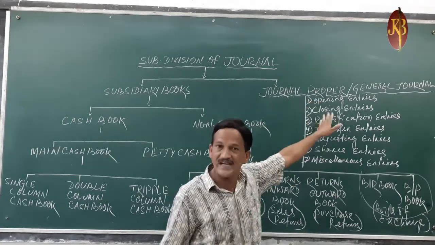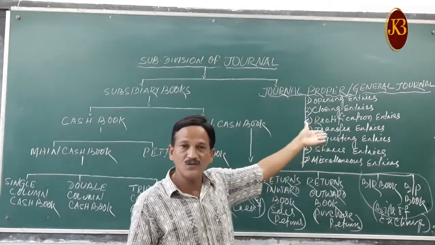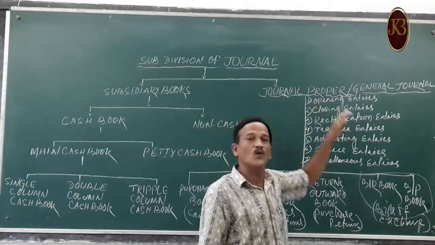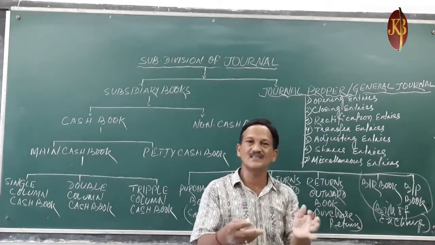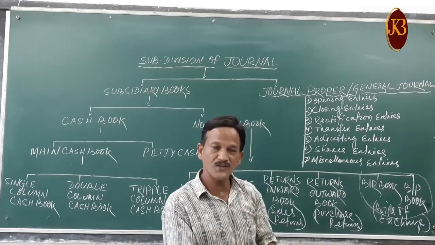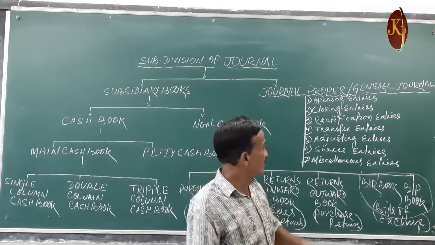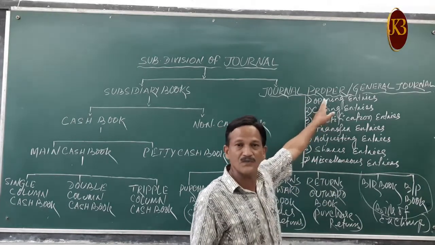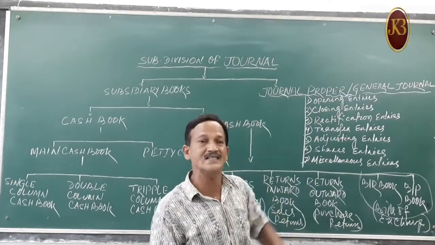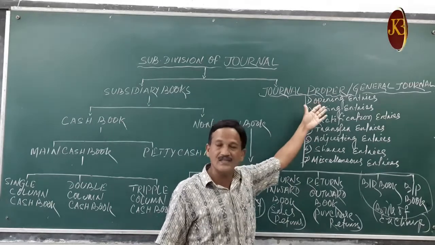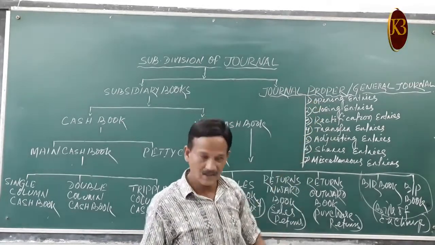First, for example, opening entries. As you know, the business opens with the various assets and liabilities which are brought forward from the last year to the current year. At the beginning of the year, the entries prepared are called opening entries. That is, assets accounts debited, liabilities accounts and capital account credited.